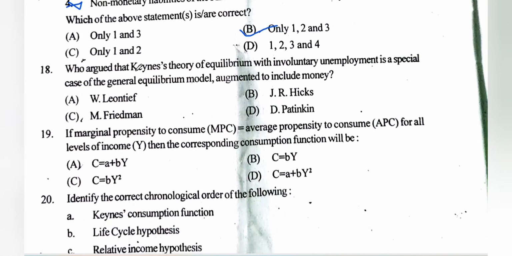Question number 18. Who argued that the Keynes theory of equilibrium with involuntary unemployment is a special case of the general equilibrium model augmented to include money? Option D, Patinkin has criticized Keynes on the ground of involuntary unemployment. So the correct answer is option D, Patinkin.